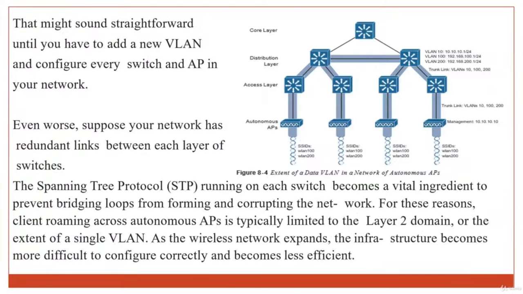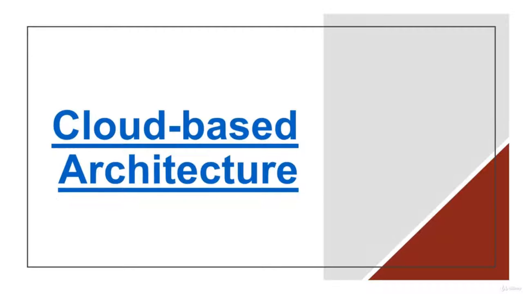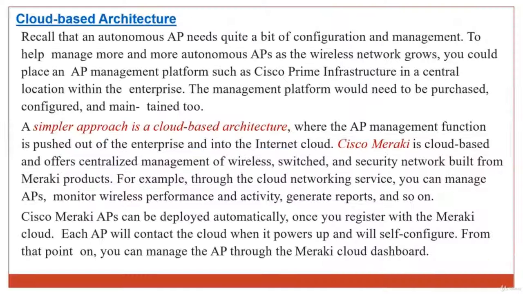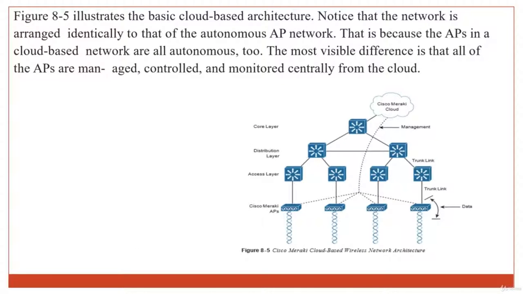Next, to reduce the complexity, we have cloud-based architecture. One of the popular cloud-based architectures is Cisco Meraki, where you have a cloud-hosted controller, and Meraki-based access points situated in the branches, in the LAN. Here you can see that the APs are responsible for the data plane traffic, but they get all the control information from the dashboard hosted in the cloud, so we have a cloud-hosted control plane.